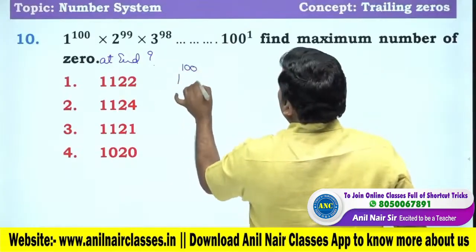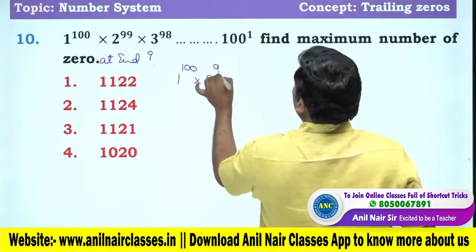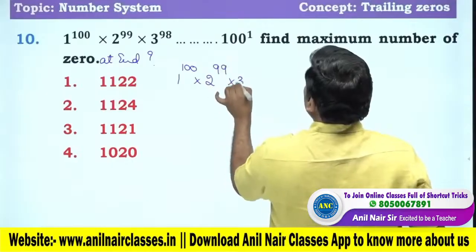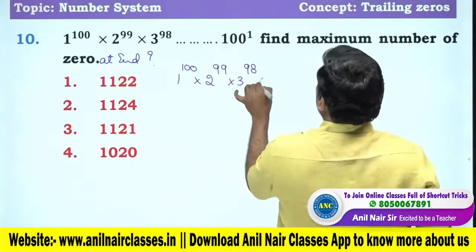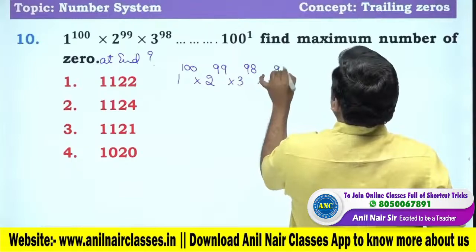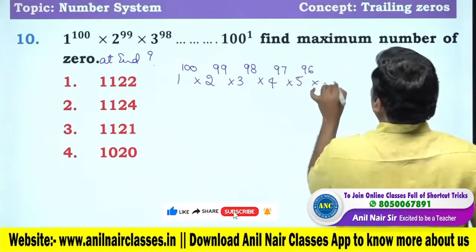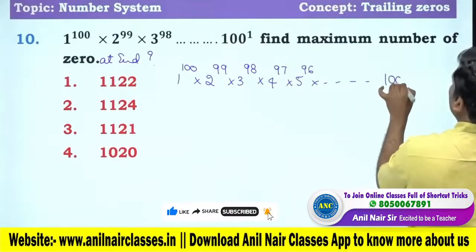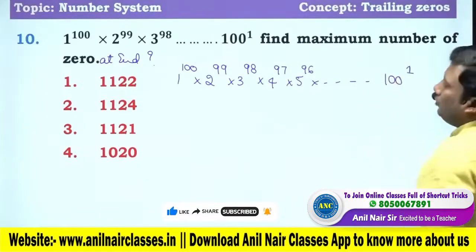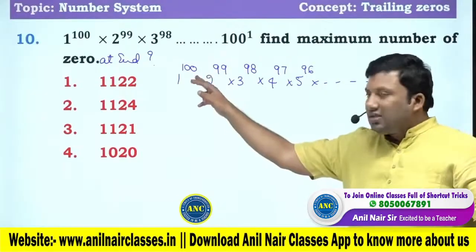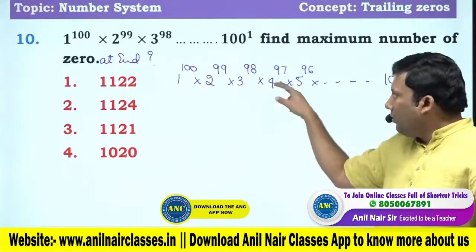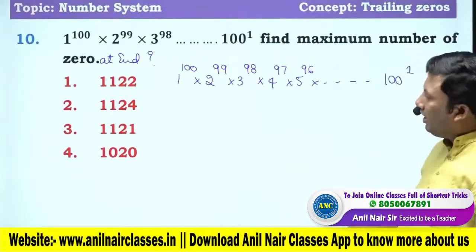1 power 100. Next it is 2 power 99. Next it will be 3 power 98. 4 power 97. 5 power 96. And so on up to 100 power 1. Base and power sum is 101.